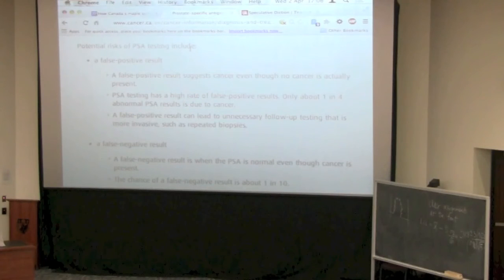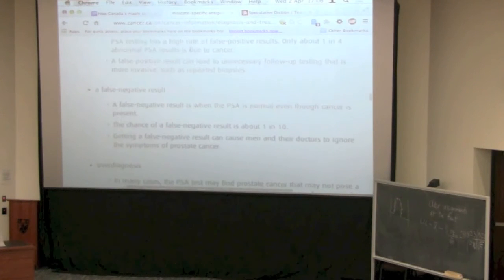Result is correct, okay, or any other sort of medical test. So if you get a cancer test for PSA, it has a high false positive rate. One in four men will be detected. Only about one in four abnormal PSA results are due to cancer. The false positive result will lead to unnecessary follow-up testing and biopsies. The false negative, on the other hand, here, the ratio is about 1 in 10 for this particular test.